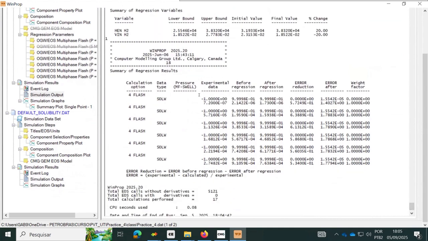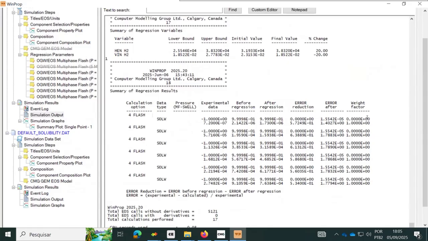Take a look here. The first number is related to the water, okay? Don't consider this number for your conclusions, because this number is water. It's not affecting the regression, because -1 in prop is a new entry. It's a new entry. So it's for water. The second component, or the secondary component, is the hydrogen. So this is the experimental data for the first pressure, experimental data for the second pressure, and so on.